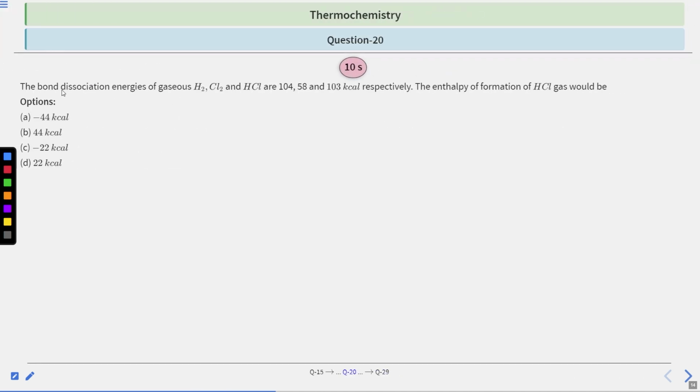Let's move on to question number 20. The bond dissociation energies of gaseous H2, Cl2 and HCl are 104, 58 and 103 kilocalorie respectively. The enthalpy of formation of HCl gas would be? Options are minus 44 kilocalorie, 44 kilocalorie, minus 22 kilocalorie and 22 kilocalorie. You have 10 seconds to solve this question. After that, we will see the answer.